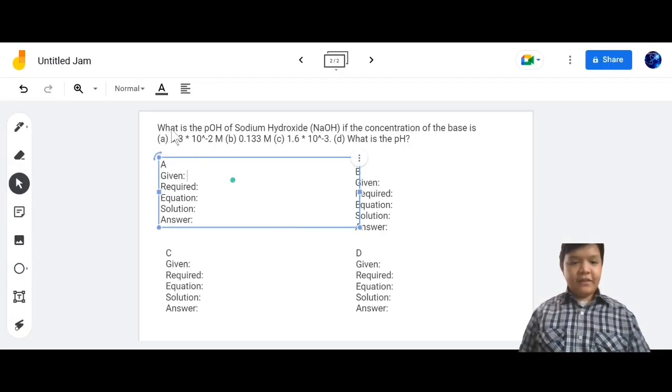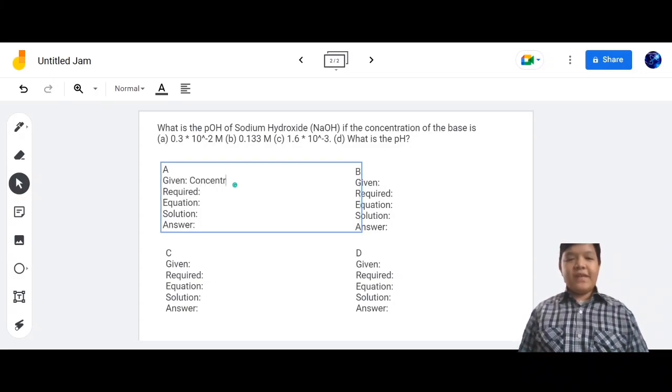Here's our first question. What is the pOH of sodium hydroxide, NaOH, if the concentration of the base is A, 0.3 times 10 to the power of negative 2, B, 0.133 moles, and C, 1.6 times 10 to the power of negative 3 moles? And lastly, what is the pH?